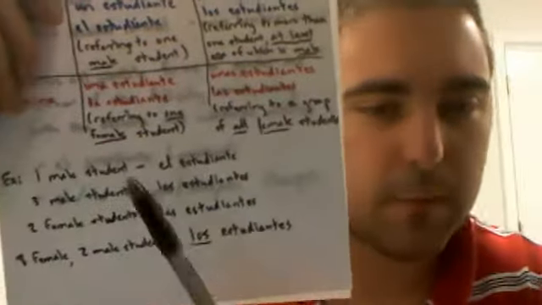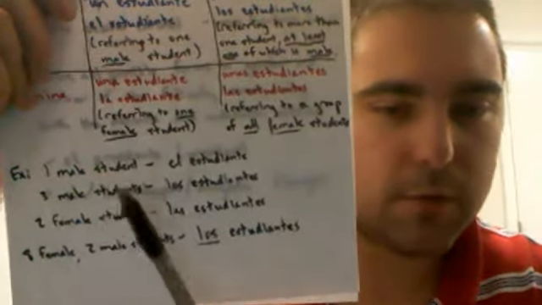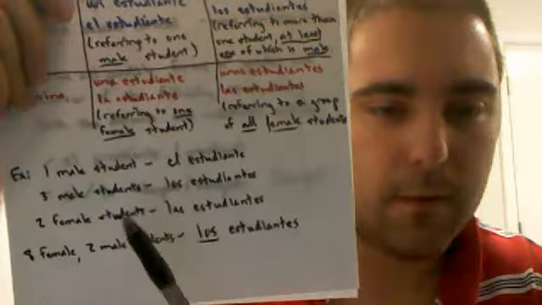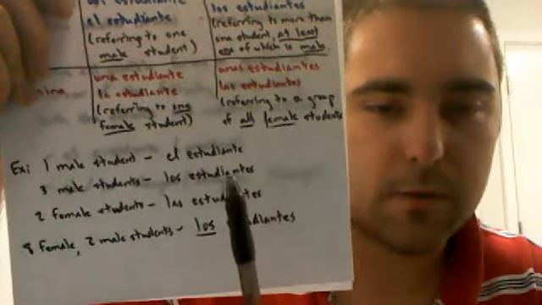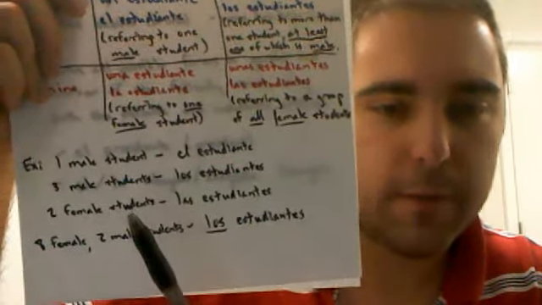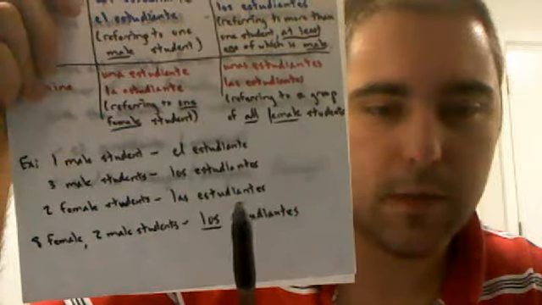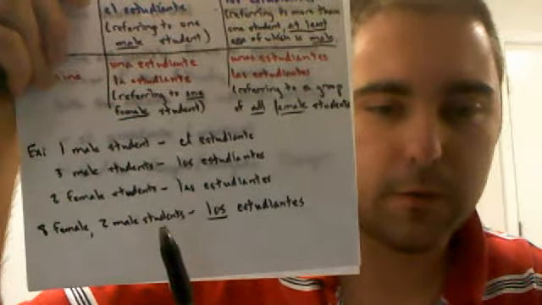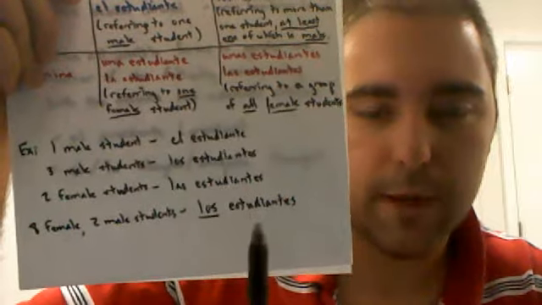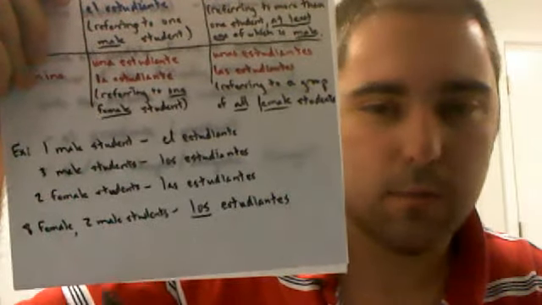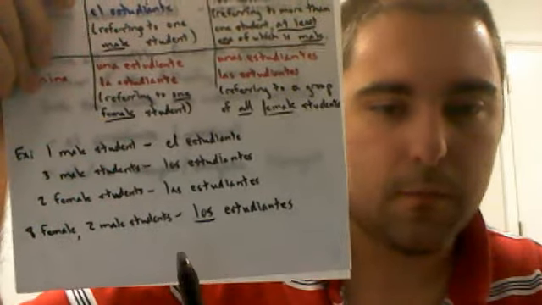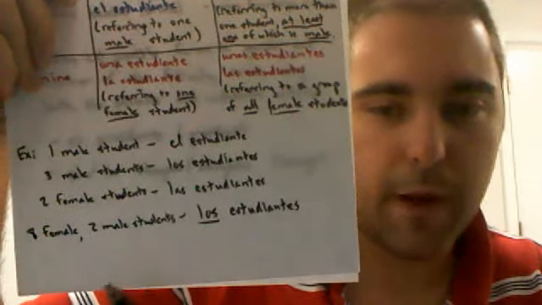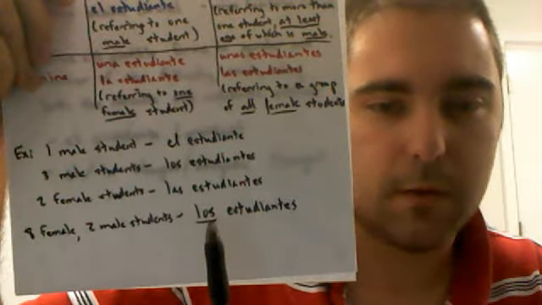So just some examples here. One male student is el estudiante. Three male students, los estudiantes. Two female students, las estudiantes, because they're all female. And eight female, two male students would be los estudiantes. If there is even one male in the group of items that you're referring to, it's always masculine. I know, Spanish is a chauvinistic language.